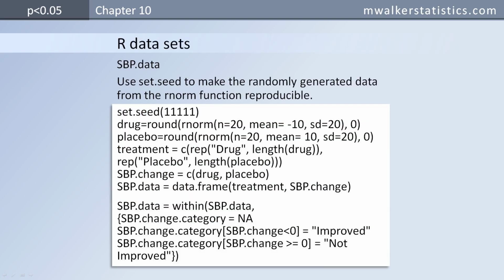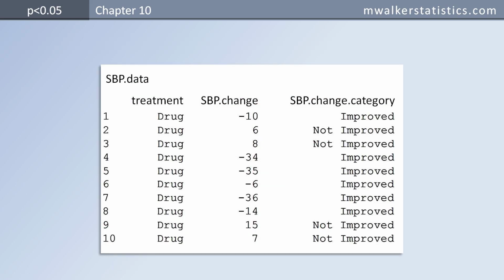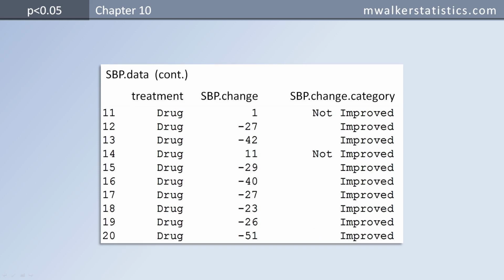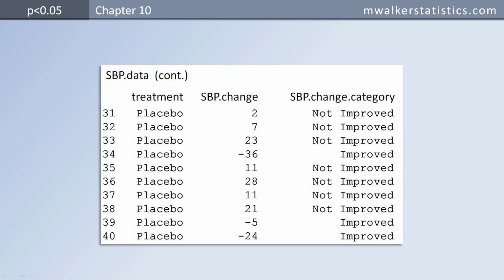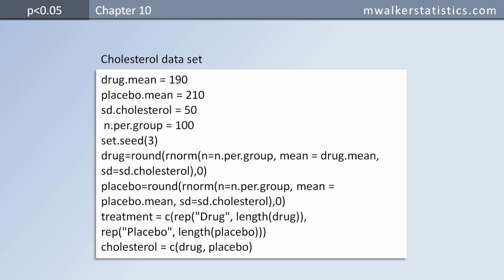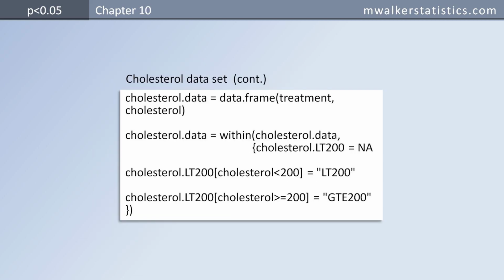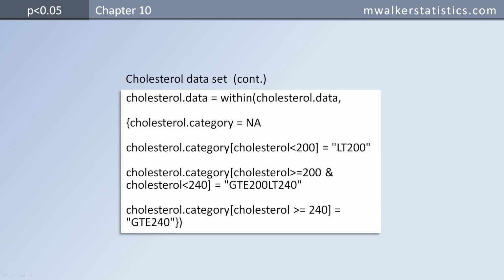Here are the R data sets. CBP data. Use setSeed to make the randomly generated data from the R norm function reproducible. Rows 1 to 10. Rows 11 to 20. Rows 21 to 30. Rows 31 to 40. Cholesterol data set. Cholesterol data set continued. The last cholesterol data set.